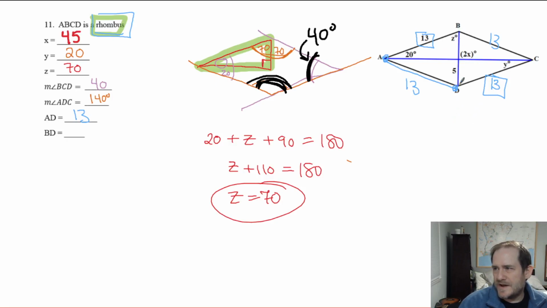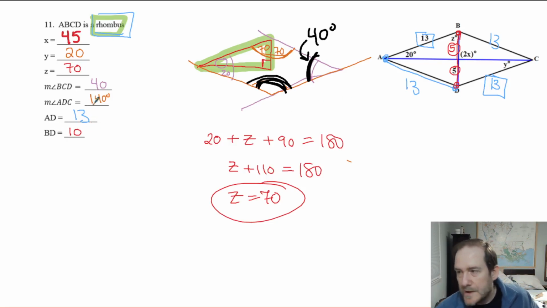And then BD. BD is just the other diagonal. So how do I find that? Well, BD goes from here to here. And they told me this chunk was 5. And I know my diagonals bisect each other. So if this half is 5, this half is 5. And that makes the whole thing 10. And there you go. That's your whole review sheet, I think, right? 11 was the last one.